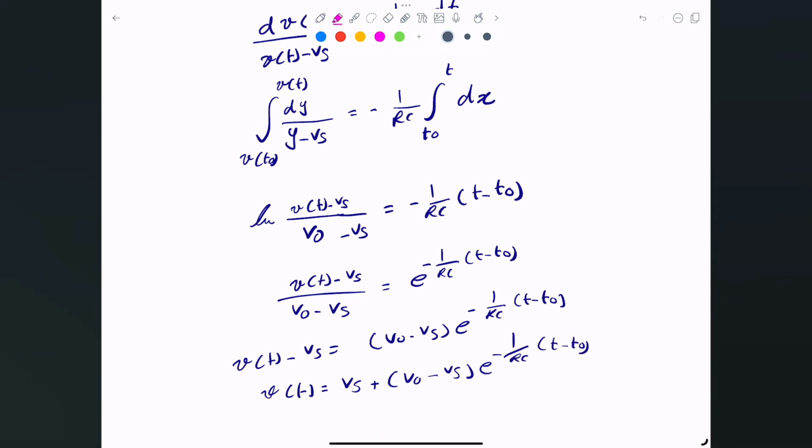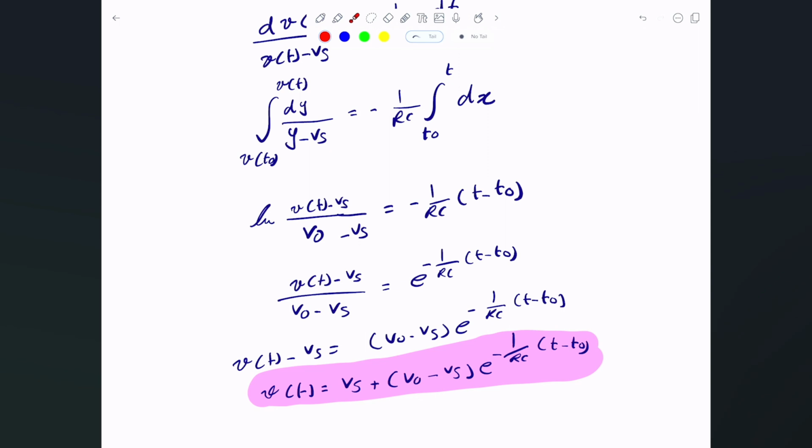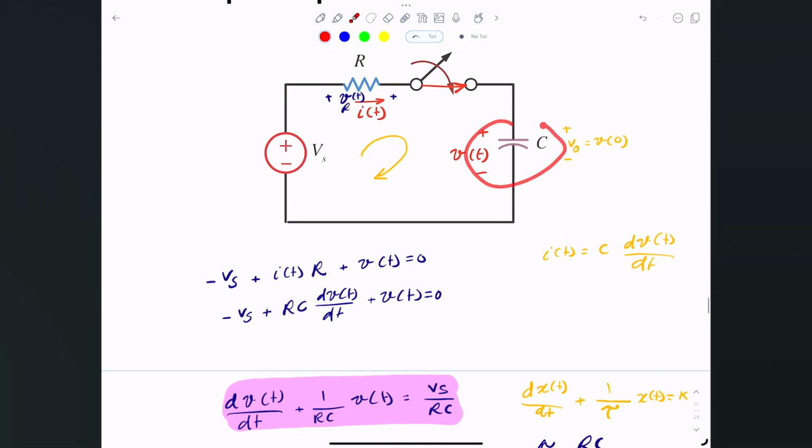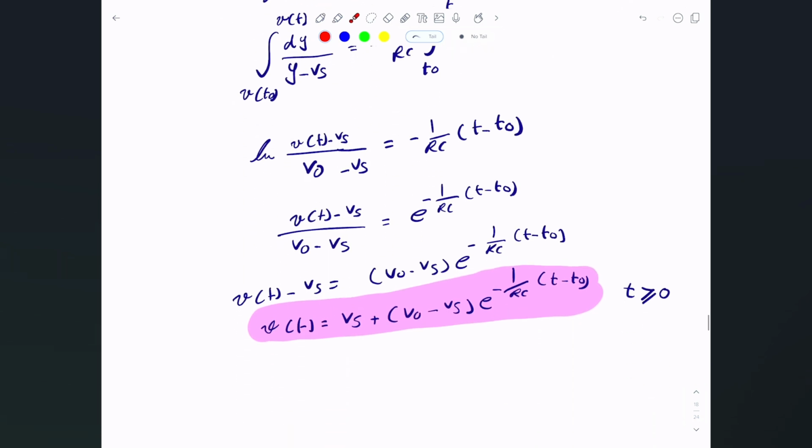And that's basically the solution for that first order differential equation that we found, which describes what v of t is equal to. Okay, and this is, of course, for t greater than or equal to 0. Because remember, the voltage does not change before 0 and after 0, so at 0 it will be exactly the same, because it's the voltage across a capacitor and it doesn't change suddenly. Okay, and I think we captured everything in here.